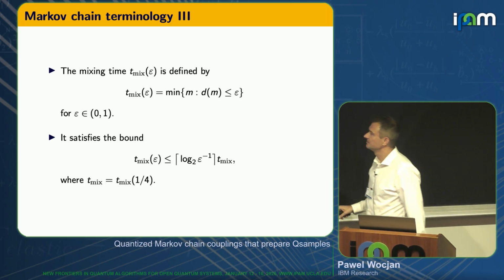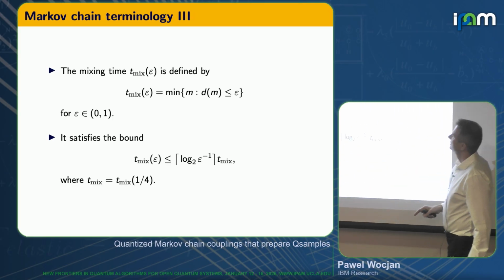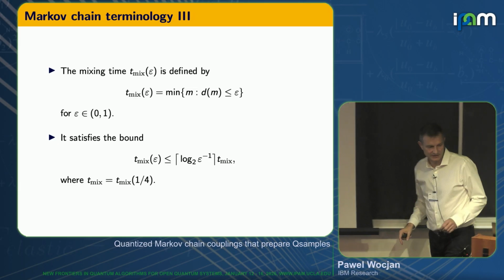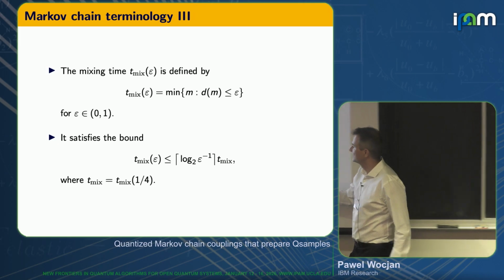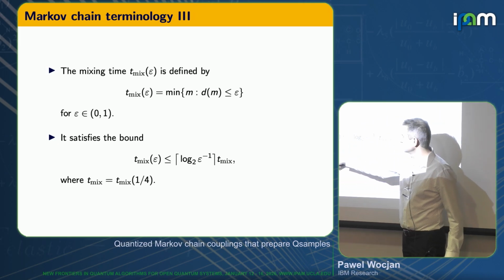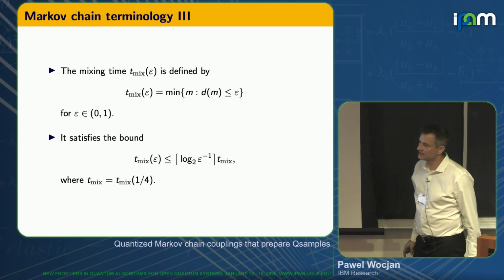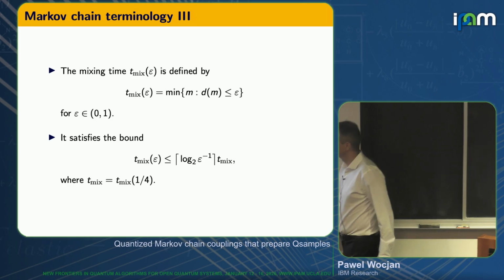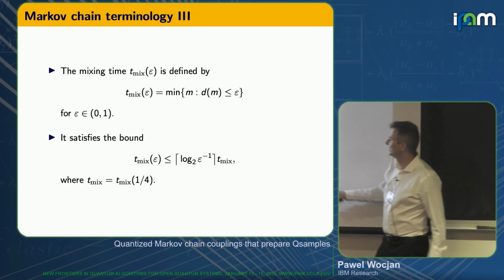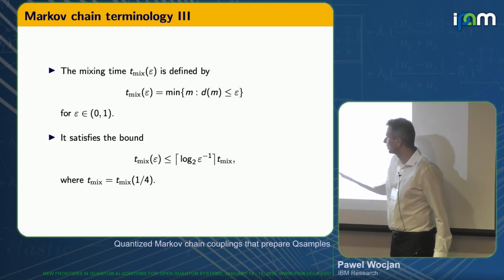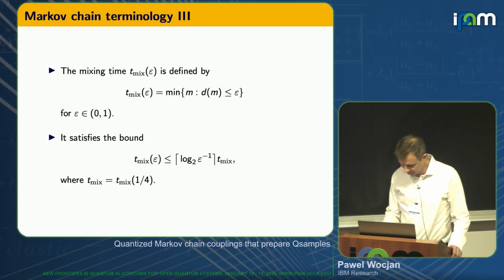Okay, and then there is this mixing time, epsilon. What is the smallest m such that the total variation distance drops below epsilon, and it satisfies this nice bound that it suffices to pick some arbitrary constant. Let's say 1/4, and once the total variation distance drops below 1/4, you can boost it. You can decrease it to epsilon by only paying an additional price that is 1 over a log of epsilon.